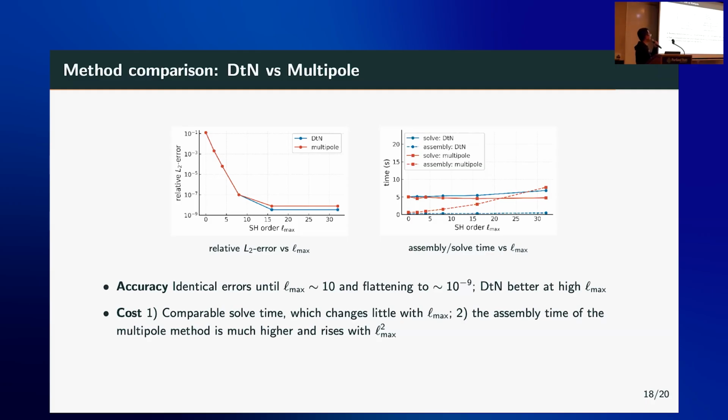On the cost side, we see that they are solved in comparable time. And that time does not change with accuracy, but the multipole method does need more assembly time. Our feeling now is that for our GIA applications, we will prefer the DTN method. But the multipole method is a good alternative because sometimes you don't want to change the left-hand side of the equation, because changing the left-hand side sometimes means you need to change your solver or preconditioner.